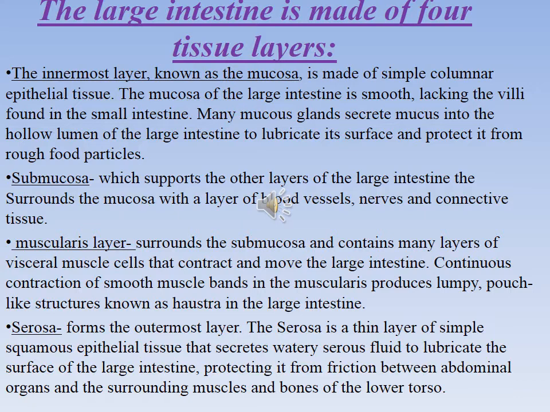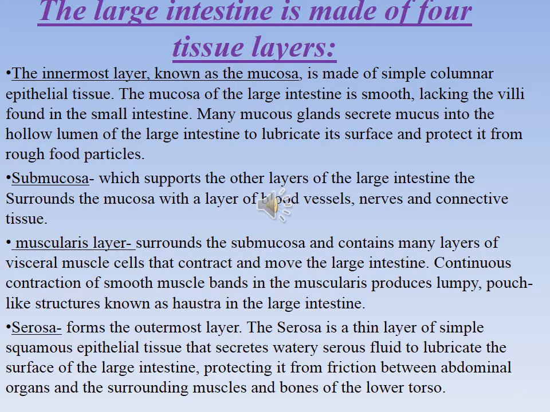The muscularis layer surrounds the submucosa and contains many layers of visceral muscle cells that contract and move the large intestine. Continuous contraction of smooth muscle bands in the muscularis produces lumpy, pouch-like structures known as haustra in the large intestine. Serosa forms the outermost layer.